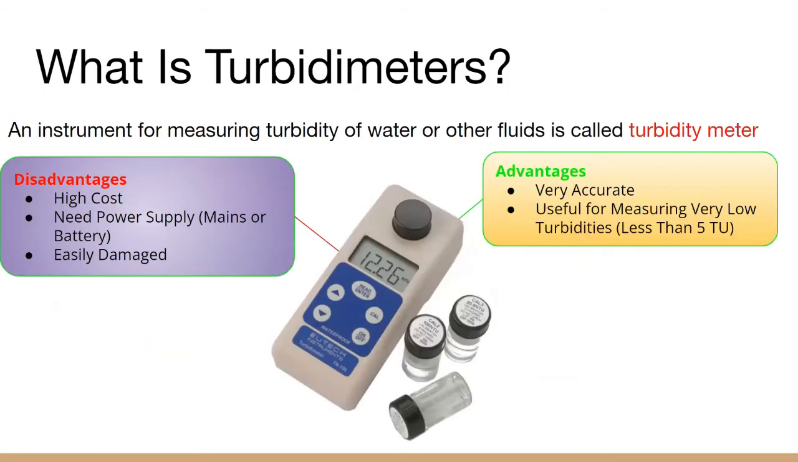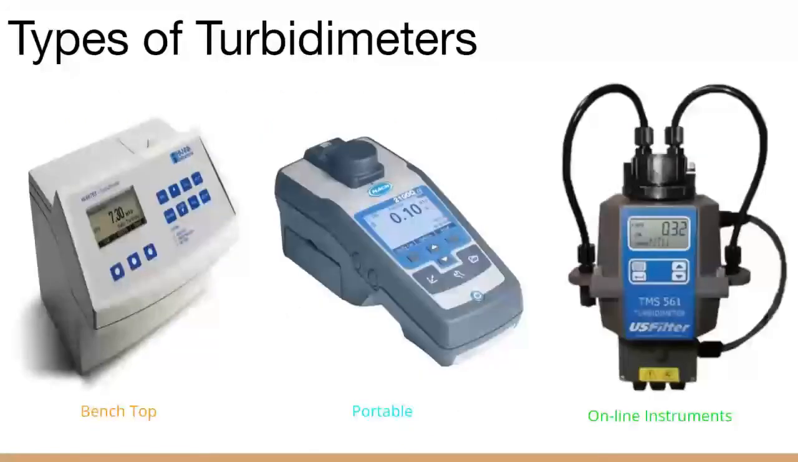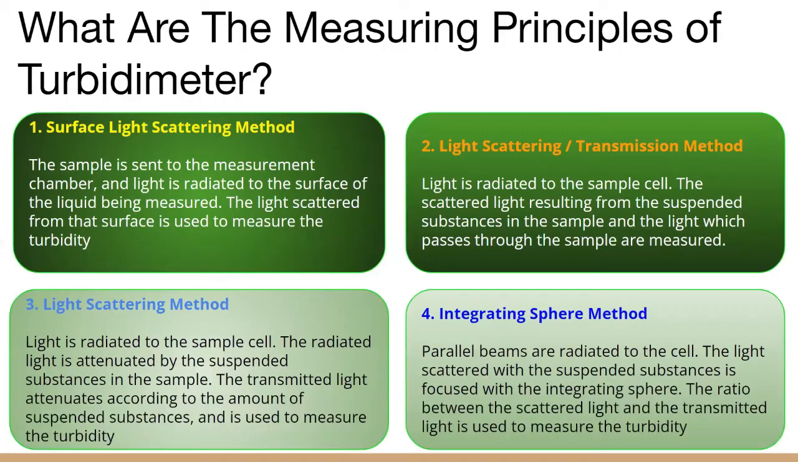So what is a turbidity meter? It is an instrument for measuring turbidity of water or other fluid. Advantages: very accurate, useful for measuring very low turbidities, less than 5 NTU. Disadvantages: very high cost, needs power supply, mains or battery, and easily damaged. There are 3 types of turbidity meter: benchtop, portable, and online instruments.